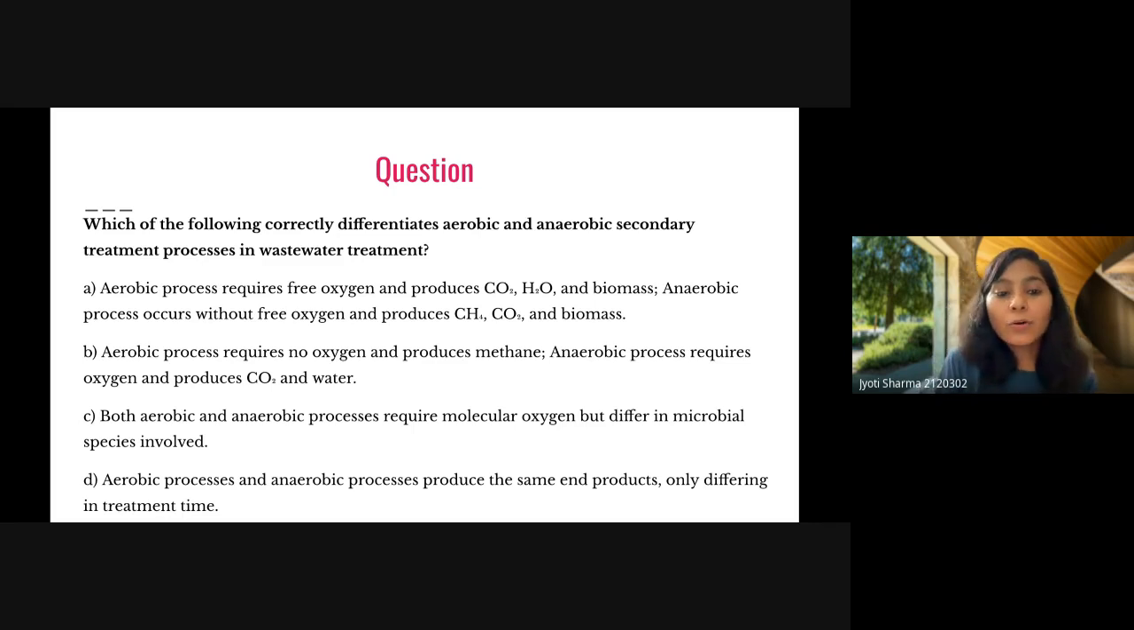But if it is anaerobic, here we will not have oxygen, so mostly we will have methane production along with a little amount of carbon dioxide, because the organic compound also has oxygen in it. So that's why it will also give some CO2 and the biomass. So that's how A is the right option.